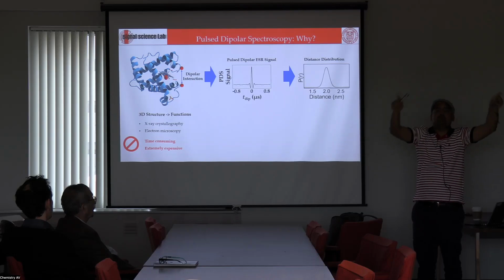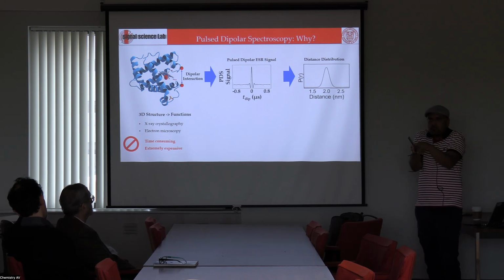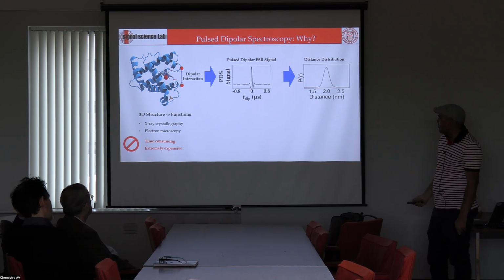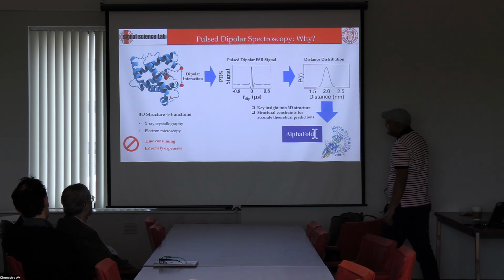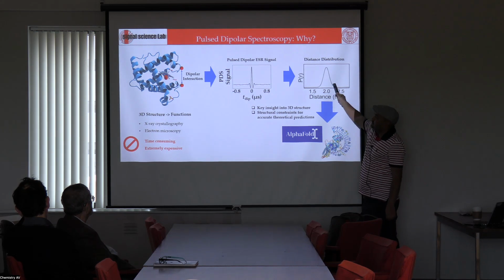So then you get a distribution. The broader the distribution, the more dynamic the protein. The narrower the distribution, the more rigid it was. And what we do is, when you do an ESR, we get this X data, and we want a distance distribution.